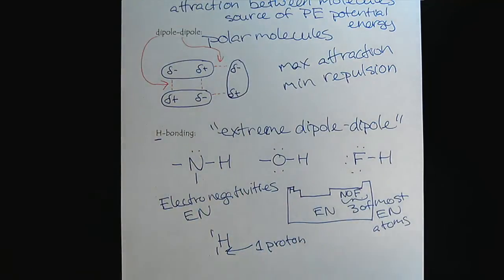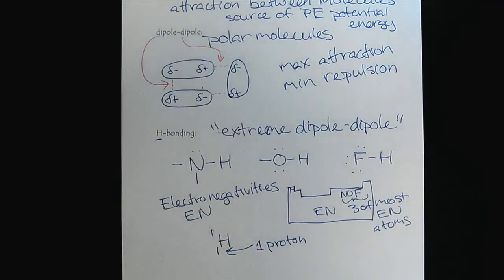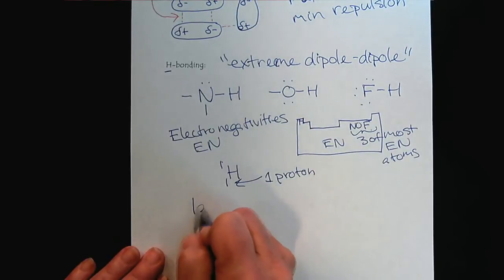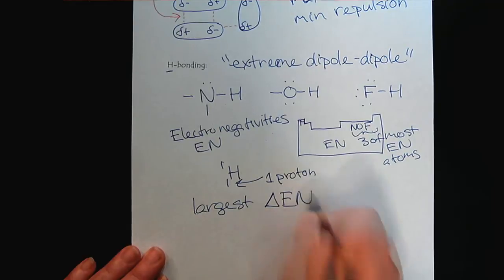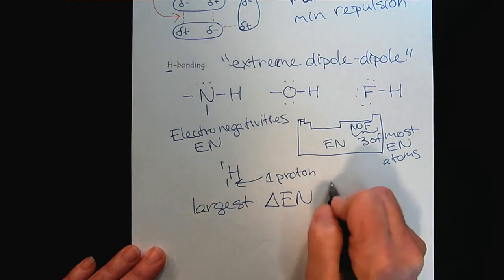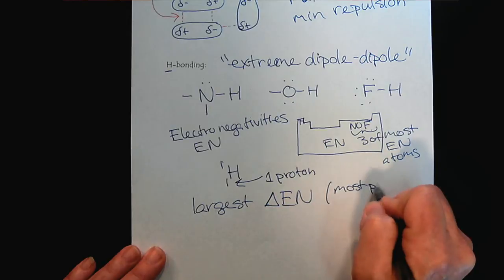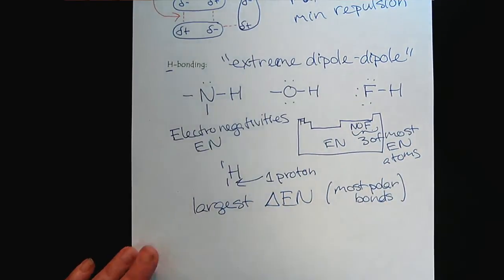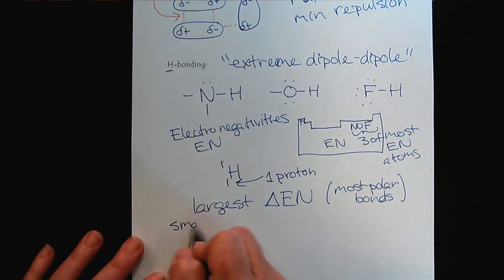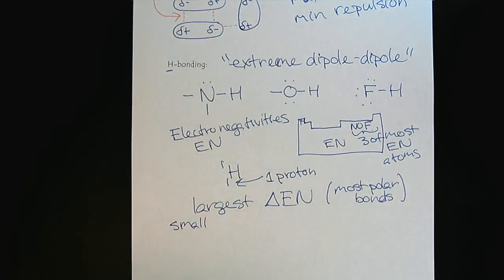So what makes H bonding an extreme dipole-dipole is that we have the largest differences in electronegativity. Another way to say that is these are the most polar bonds. And then it comes down to a size thing. The small size of hydrogen allows the two independent molecules to get very close together, which strengthens their attraction.